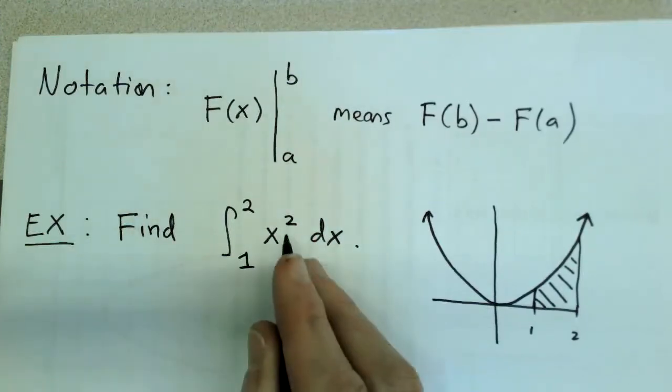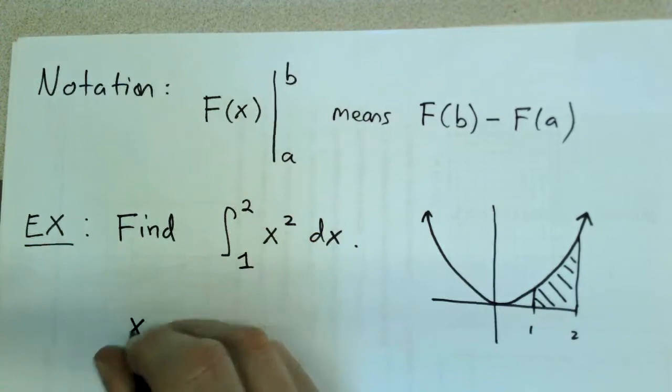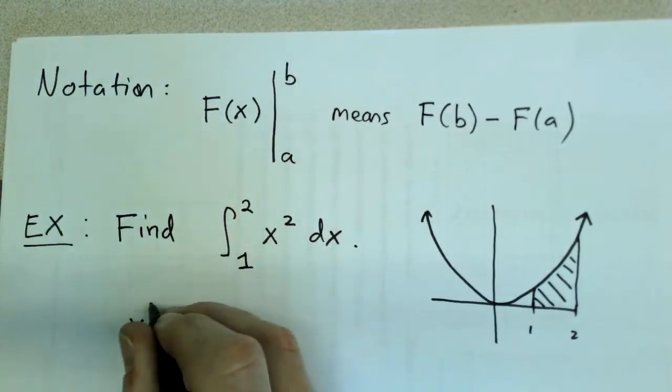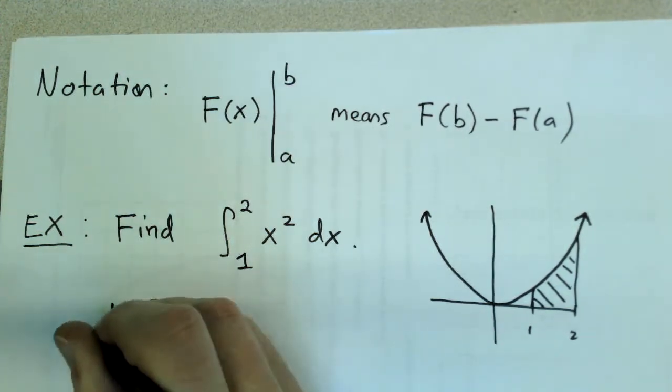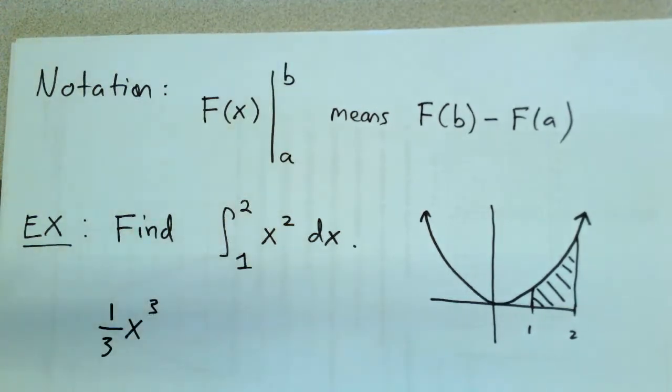I mean, think first about the exponent. It's got to be x to the power of what? To the 3. Now, if you check, that's not quite right, because if you take the derivative of this thing, you get 3x squared. We don't want 3x squared. We just want x squared. So what do I need to put here? Yeah, put a 1/3 in front of it. Now, when the 3 comes down, it just gets turned into a 1. So that's an antiderivative, right?